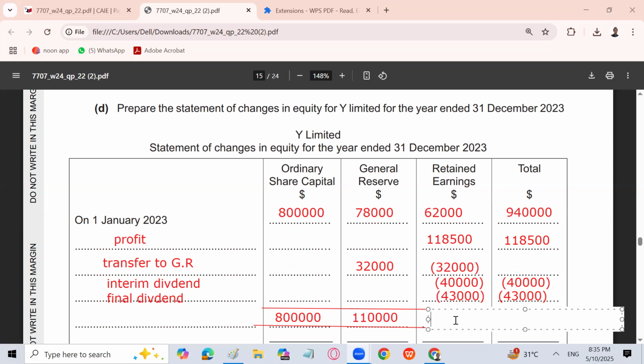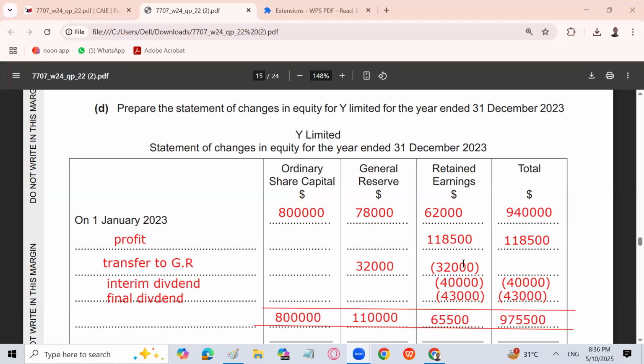65500. Okay, I will write here 65500. And then the total, what is it? 975500. That's what you have written in the column also, if I'm not wrong. Right? 975500. Okay, so we are done with the statement of changes in equity.